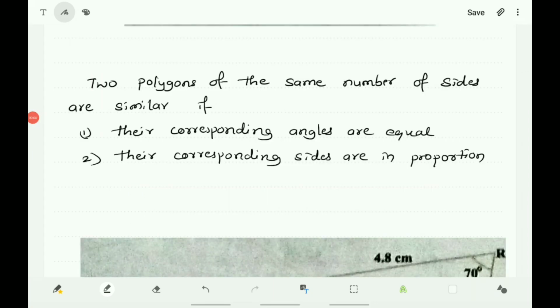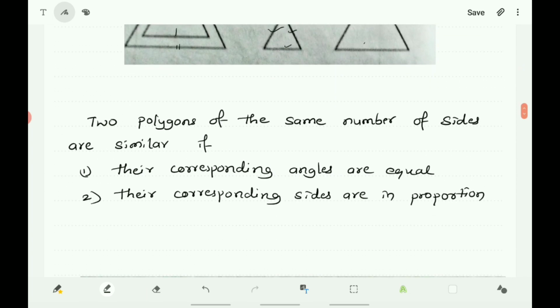Let us clarify the similarity. Two polygons of the same number of sides are similar if, first, their corresponding angles are equal. Second, their corresponding sides are in proportion. See the word here: two polygons of the same number of sides are similar if their corresponding angles are equal and their corresponding sides are in proportion.